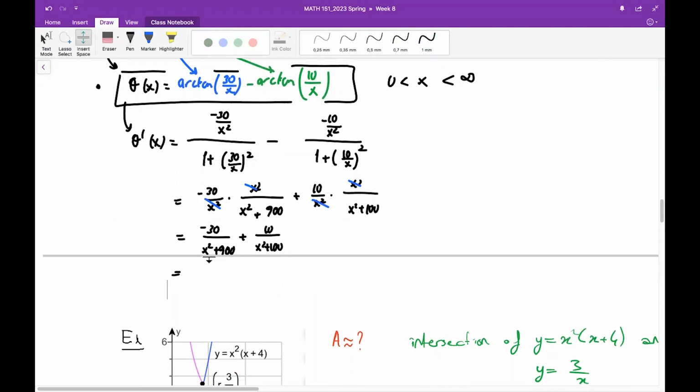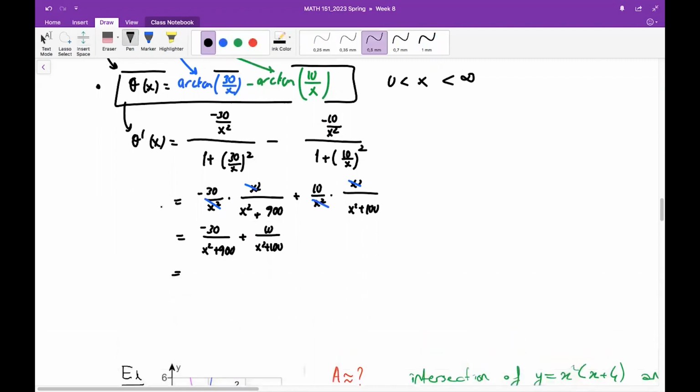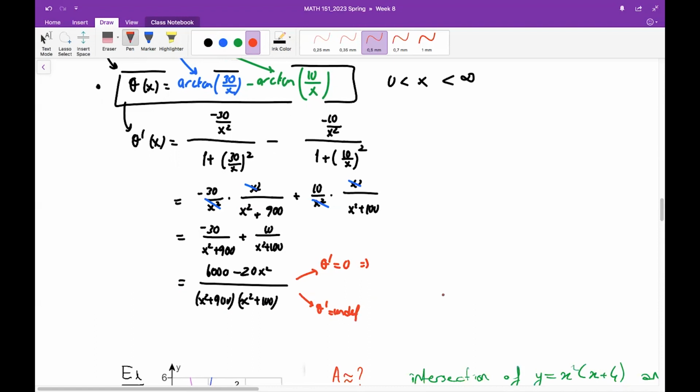And if you write this expression over a common denominator, what do you obtain? What we obtain is the following. We have this common denominator, x squared plus 900 times x squared plus 100, and in the numerator, if you do the computation, you will get this number minus 20x squared. Okay, after this step, you can search for where the first derivative is 0 and where the first derivative is undefined. Let's search for this case first.